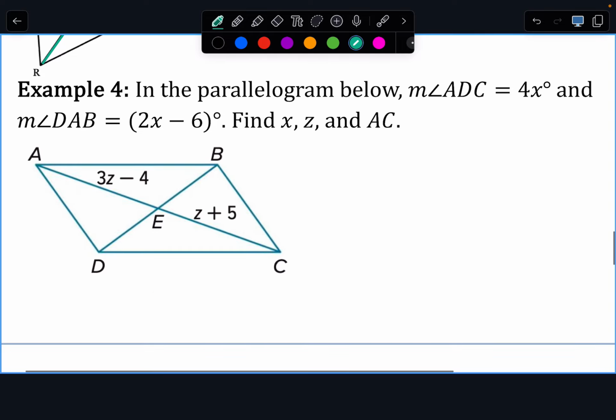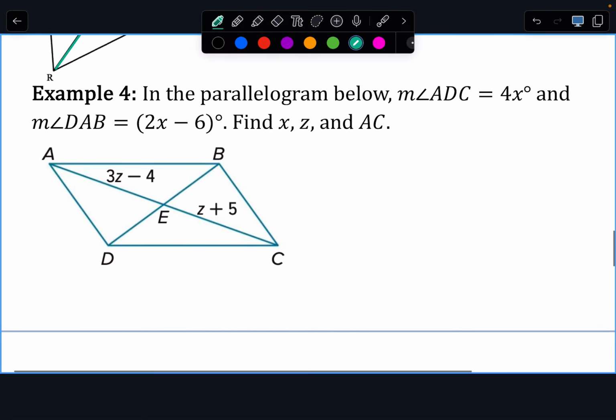All right, let's do example 4. ADC, so this whole angle in purple right here is 4x. And DAB, this angle right here is 2x minus 6. We want to find x, z, and AC. Okay, where do you want to start? With x or with z? X. All right, let's start with x.